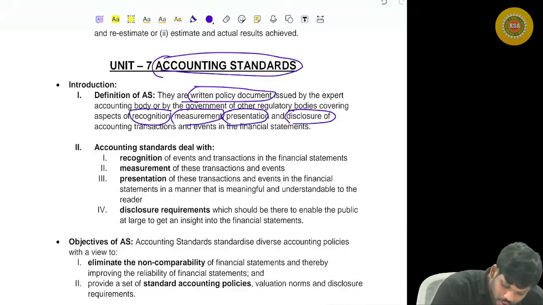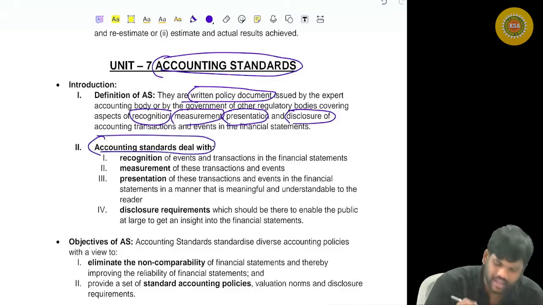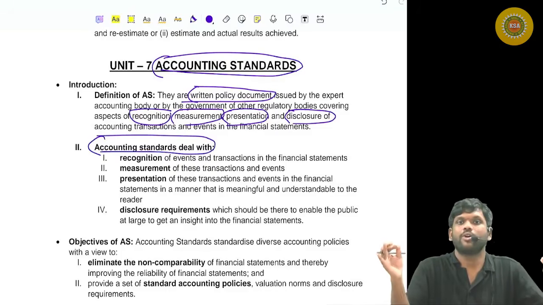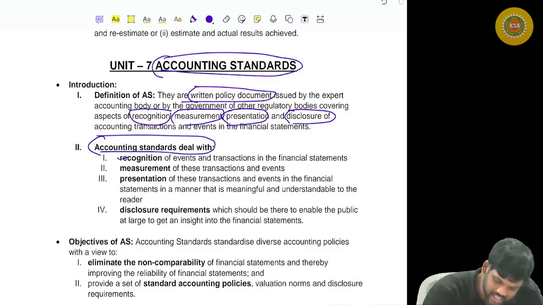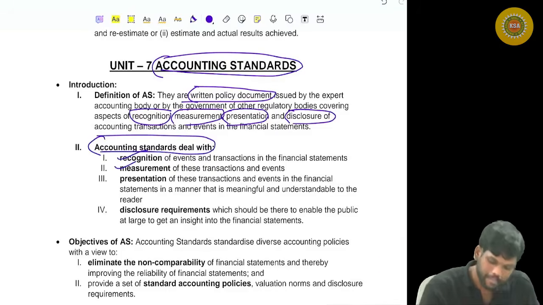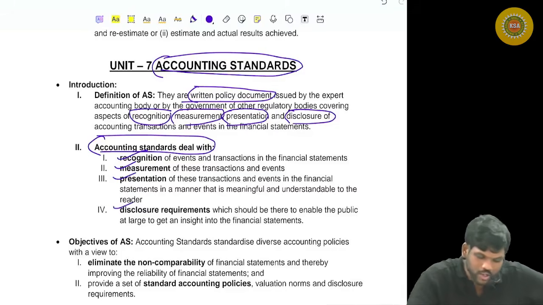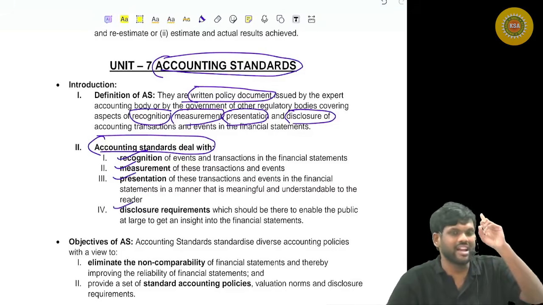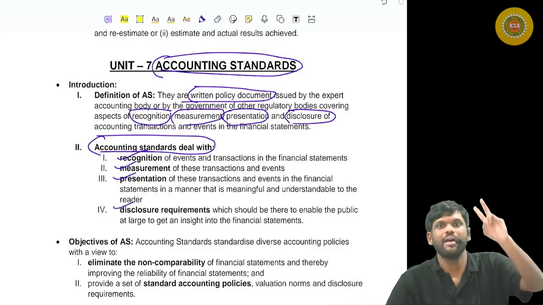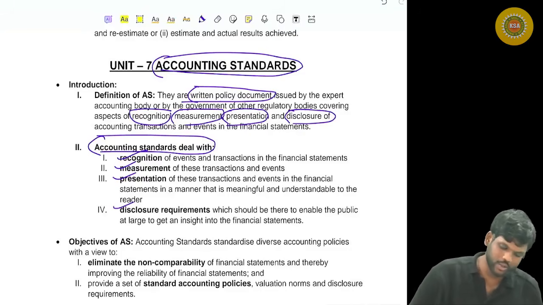டே இதுவே ஒரு தனி தியரி கொஸ்டினா கேட்கலாம். ரைட் த ஏரியாஸ் தட் ஆர் டெல்ட் பை அக்கவுண்டிங் ஸ்டாண்டர்ட். சிம்பிள், ரெகக்னிஷன், மெஷர்மெண்ட், பிரசன்டேஷன், டிஸ்க்ளோஷர். 4 மார்க் ஜாலியாக வந்துடும். ஓகே, ஸோ அக்கவுண்டிங் ஸ்டாண்டர்ட்ஸ் டீல் வித் ரெகக்னிஷன், measurement, presentation and disclosure.